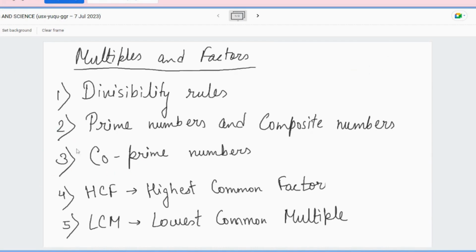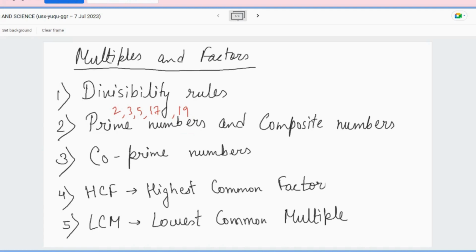First set. Next is the definition of prime numbers and composite numbers. We know that prime numbers are the numbers which are divisible by itself only. Like 2, 3, 5, 17, 19. They are divisible only by themselves and 1. Composite numbers are everything else except the prime numbers, whatever the numbers there are, all are composite numbers. They have more than two factors.